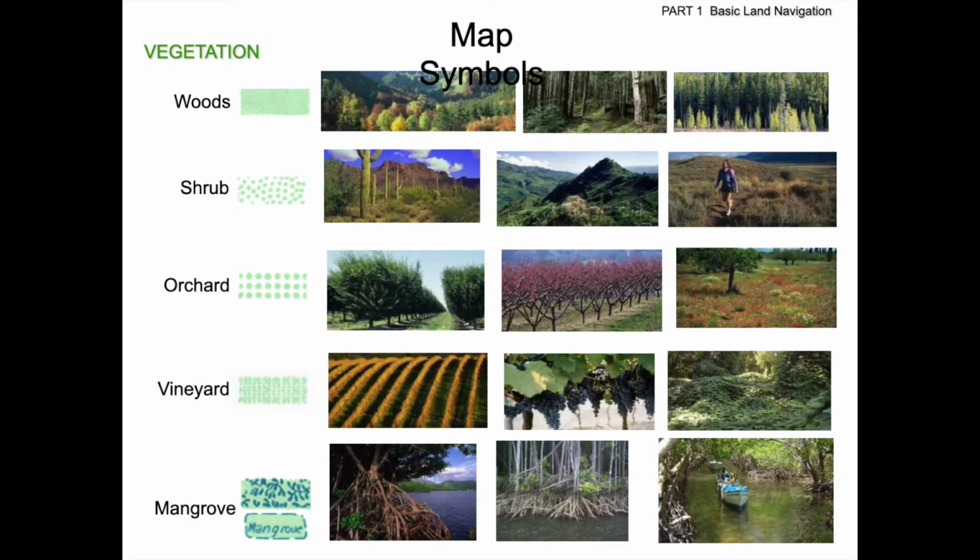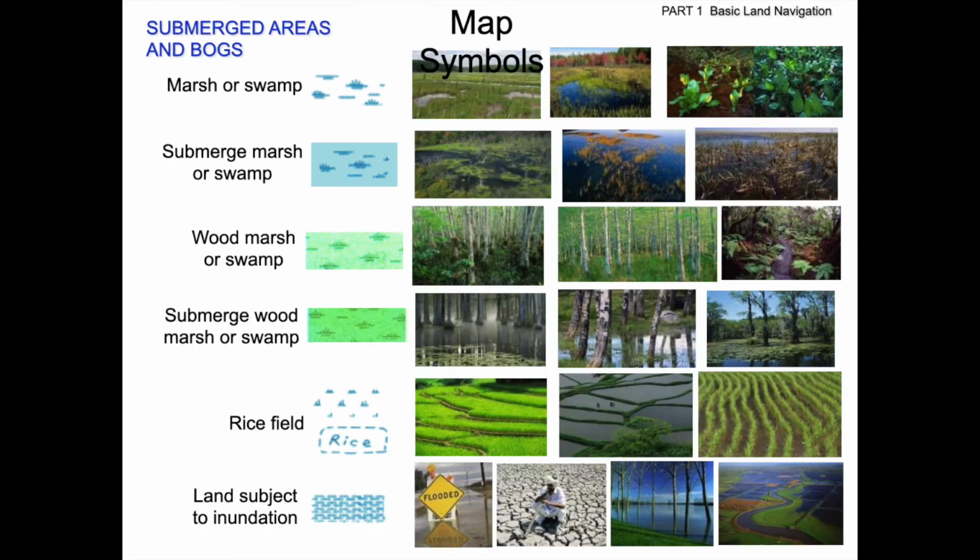Vegetation up first. Top to bottom, go with the woods there. Nice green patch. There's some pictures to help you out. Next to shrub, you got those green spots. Orchard, nice vineyard with some grapes. And a mangrove, which I've never seen before. Definitely an Asian thing.